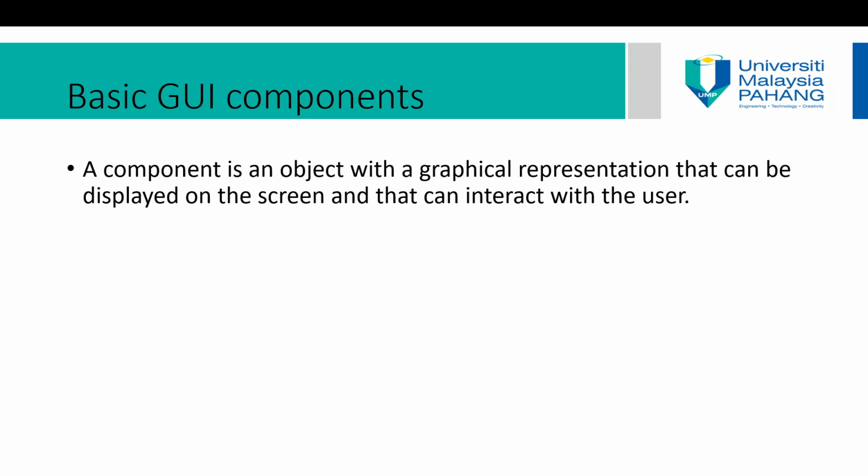In order to develop a graphical user interface, we need to know the basic GUI components. A component in a GUI is actually an object with a graphical representation. When we say object, we mean things like a button, checkbox, radio button, or text field. All of them are objects with a graphical representation, which can be displayed on the screen and can interact with the user.